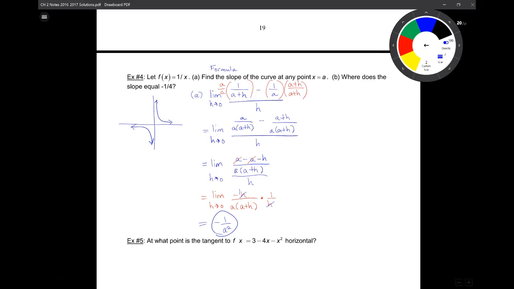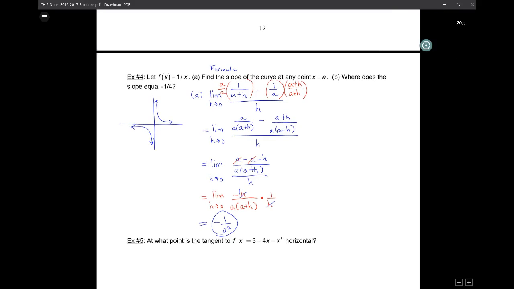Now we get to look at part B. Wait, I thought you can't multiply the denominator. But it's a plus 0, so it doesn't matter. Okay, yeah, we're good. So now part B, where does the slope equal negative 1/4?